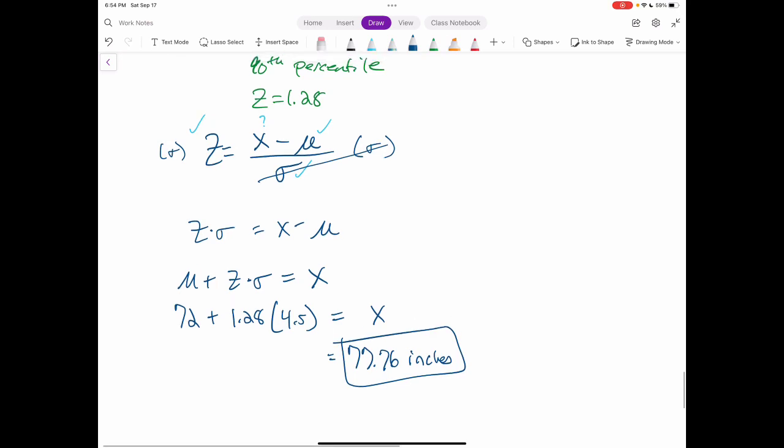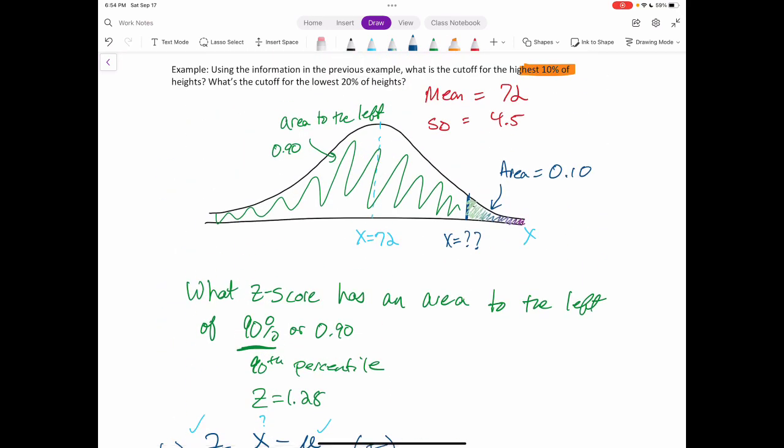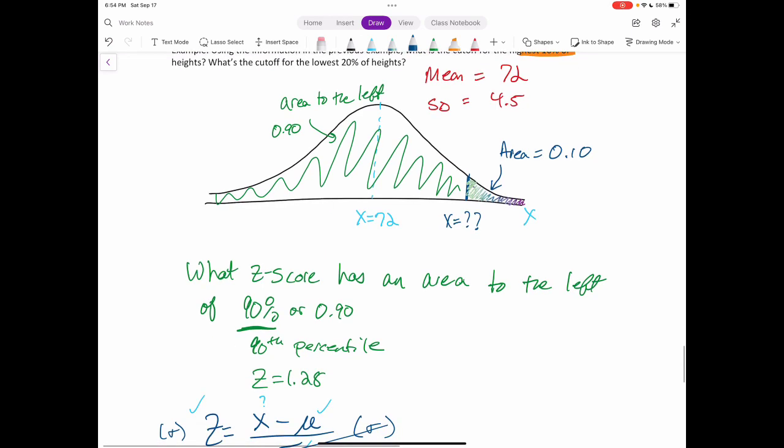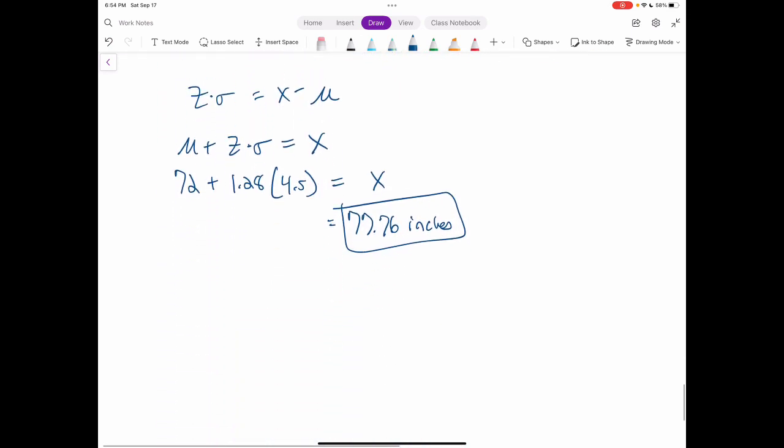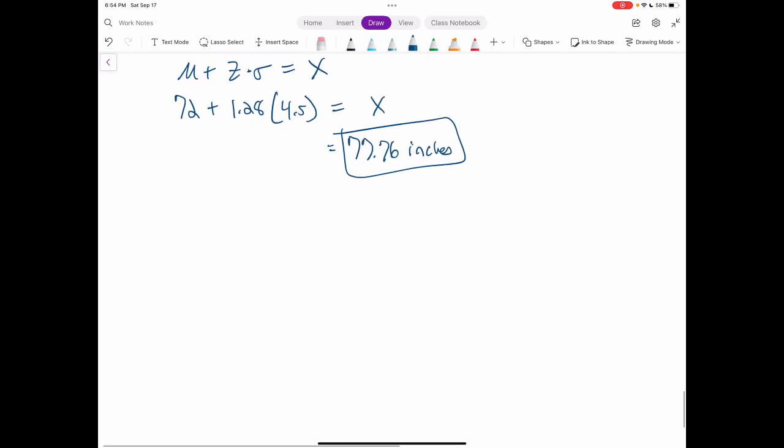All right, so the height that represents the cutoff for the top 10% is 77.6 inches. Okay. Really quickly, how do we do it for the lower 20%? Very similar. I'm going to quickly go through this one.